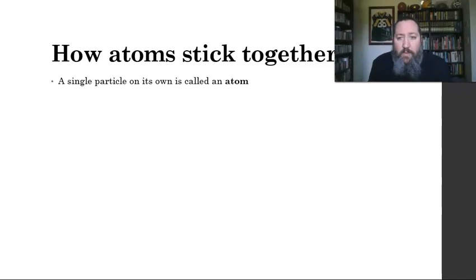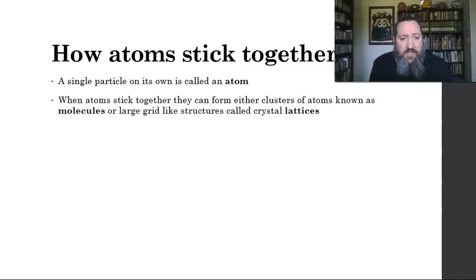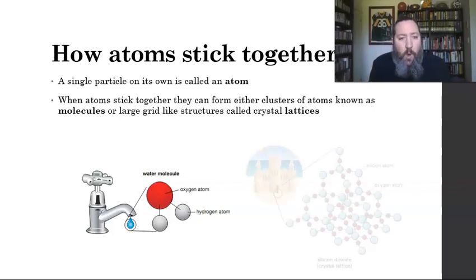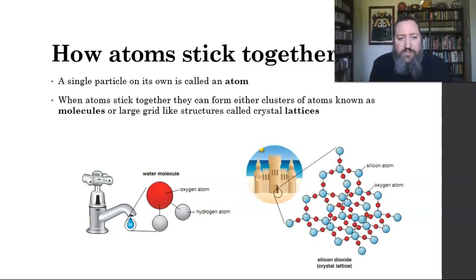When we have just one thing on its own, it's called an atom. When they stick together, we can get molecules, which look kind of like this. This is a pretty common one that you'd be familiar with. This is water. We have 1 oxygen atom and 2 hydrogen atoms there. Or we can get things called crystal lattices. This is an example. This is sand, silicon dioxide, which you can see is a large, complicated structure of lots of pieces joined together.